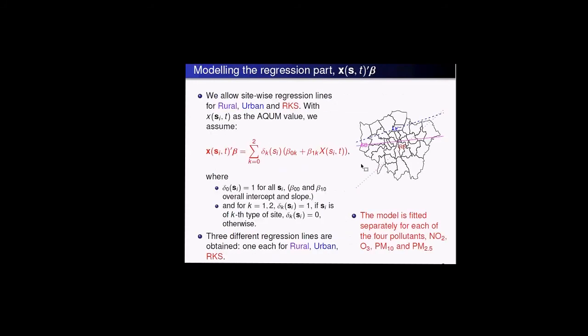So first, briefly, what is the regression part? We allow site-wise regression lines for three site types, with x_st being the AQUM value. We assume this model equation. Basically, you have a different slope and different intercept for different site types within our study region. That's why three different regression lines are obtained, one each for rural, urban, and roadside and kerbside sites. In doing that, the model is fitted separately for each of the four pollutants.